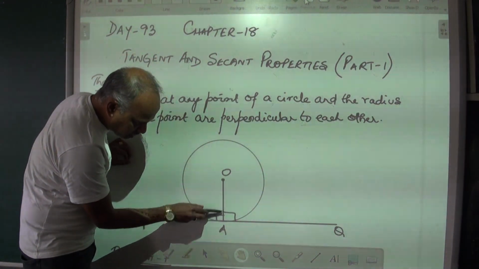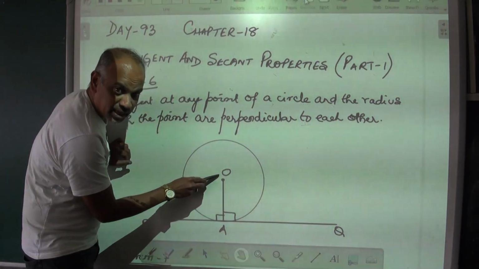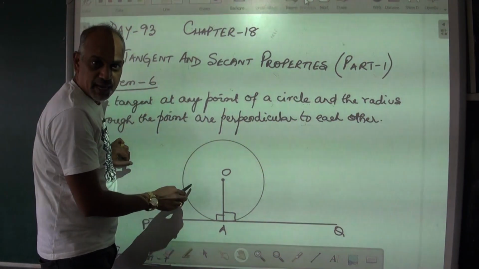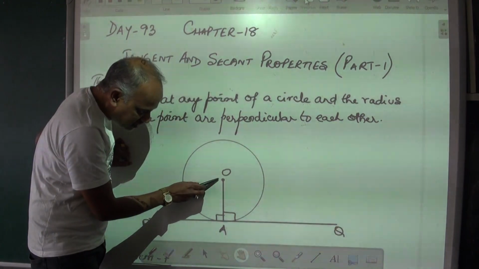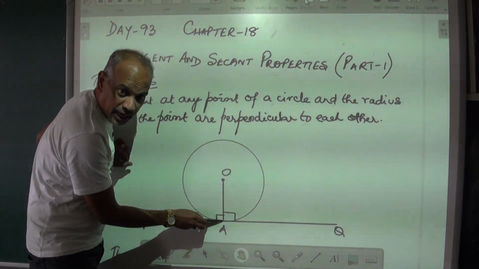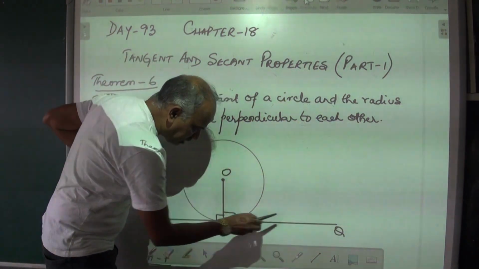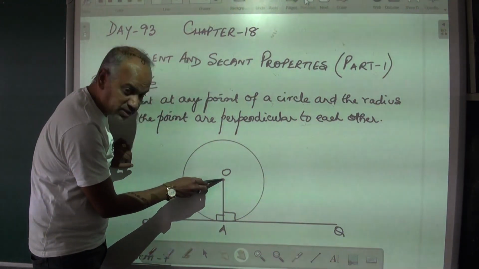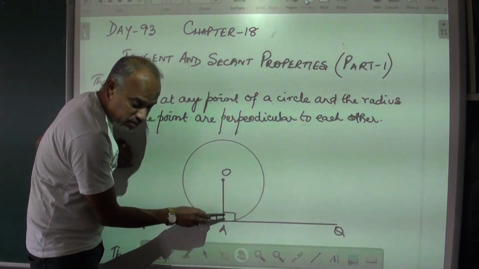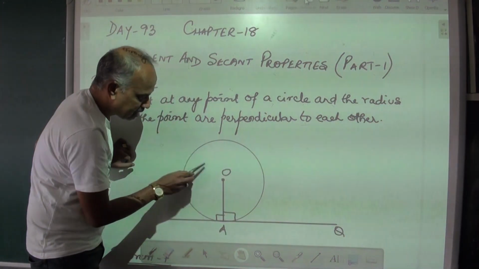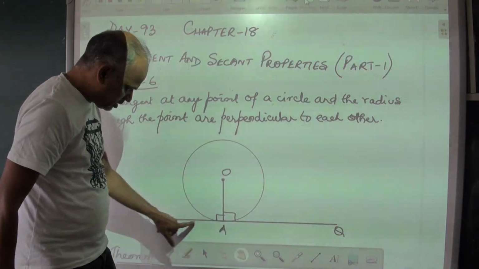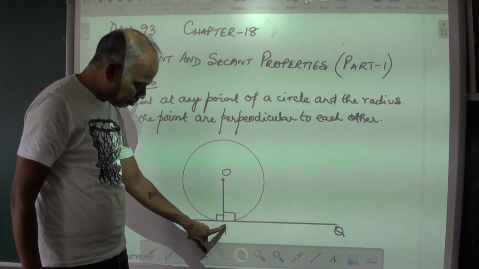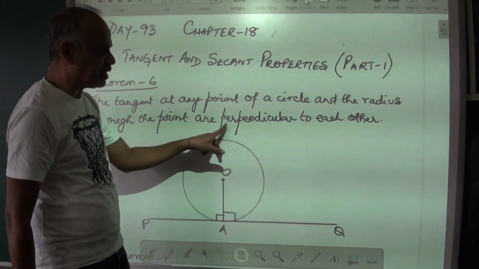this line that you are seeing, OA, is the radius of the circle. It doesn't say radius drawn anywhere. It says radius that is drawn to the point of contact. PQ was the tangent, A was the point of contact. The radius that is drawn is from the center of the circle to the point of contact, not anywhere else. So this tangent and this radius, which is drawn to the point of contact, are perpendicular to each other.